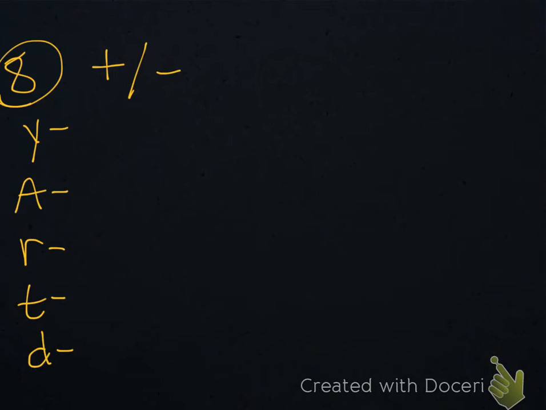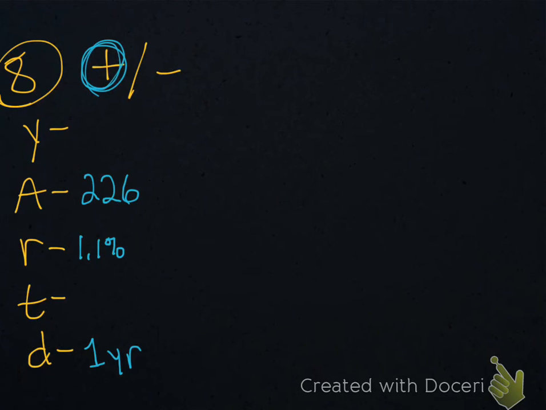Number 8. If the U.S. population was about 226 million in 1980 and is growing at a rate of 1.1% per year, so I have 1.1% every year, what will the population be in 2010? So I'm starting with 226 million. Please don't put all the zeros, just 226. That's in 1980. So how many years are between 1980 and 2010? Well, that would be 30 years.